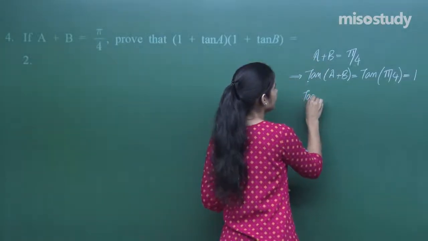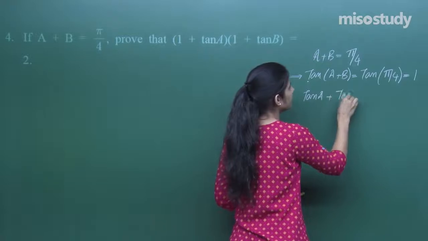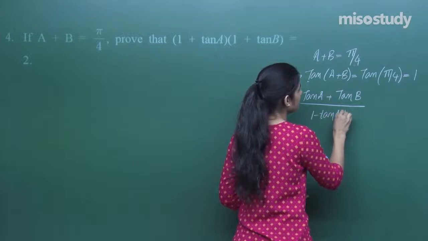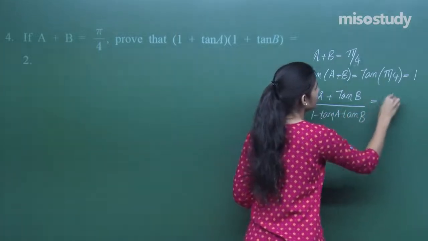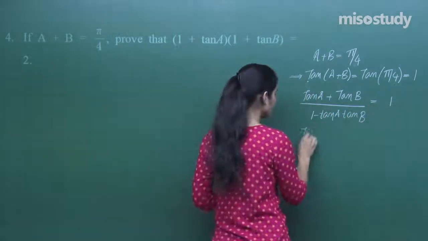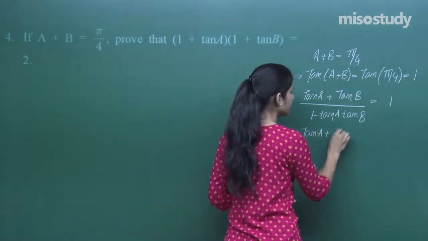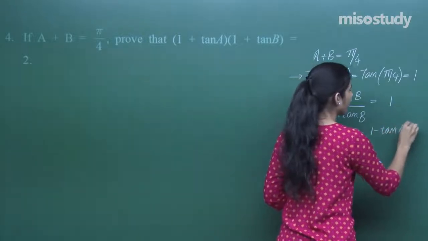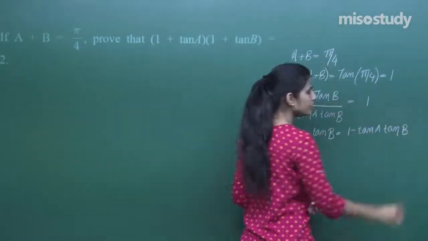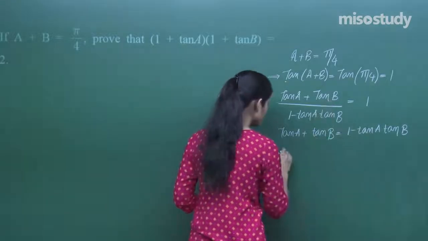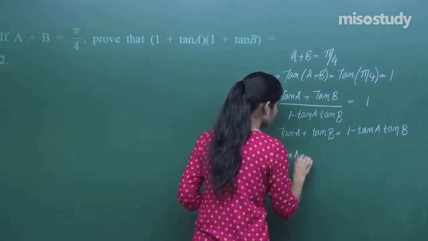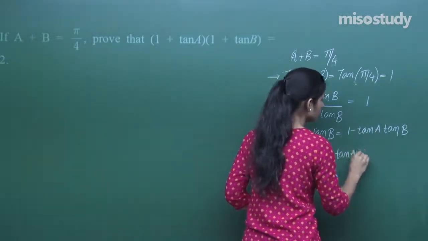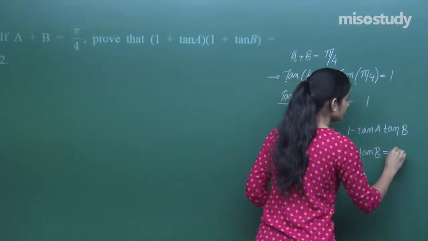Tan of a plus b is tan a plus tan b upon 1 minus tan a tan b. This is equal to 1. This means you have got tan a plus tan b equal to 1 minus tan a tan b. Simply, right? Bring it on the left hand side. You have tan a plus tan b plus tan a into tan b equal to 1.